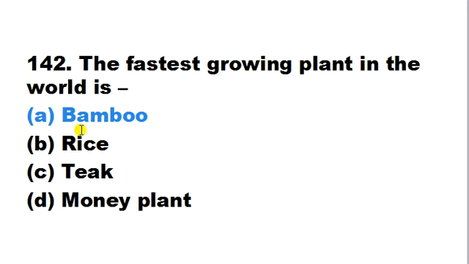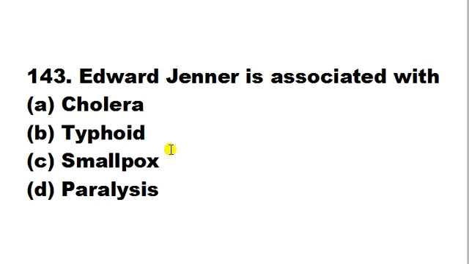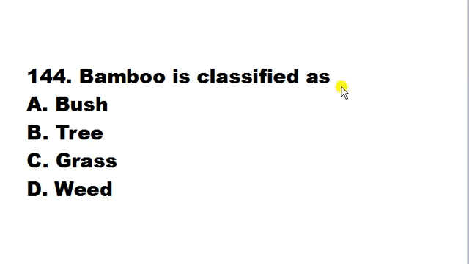Edward Jenner is associated with cholera, typhoid, smallpox, paralysis. Here the correct answer is C. Who is Edward Jenner? Edward Jenner is a scientist who discovered the smallpox vaccine. He invented the vaccination for smallpox. Bamboo is classified as bush, tree, grass, weed. Bamboos are the largest member of the grass family. So bamboo is classified as grass.